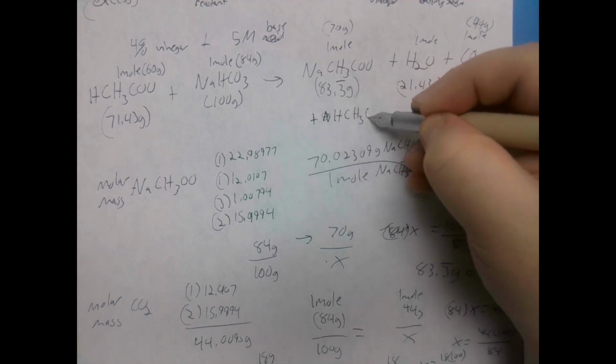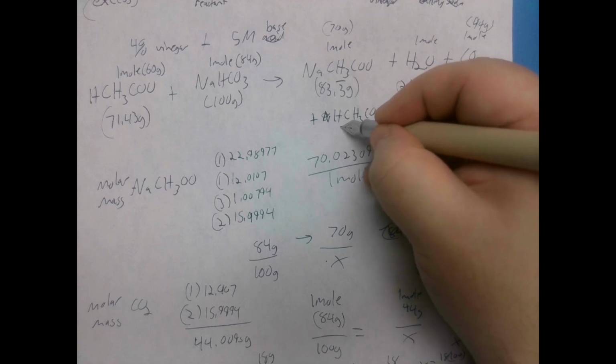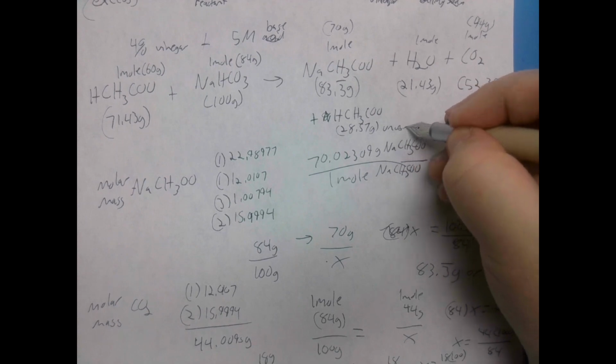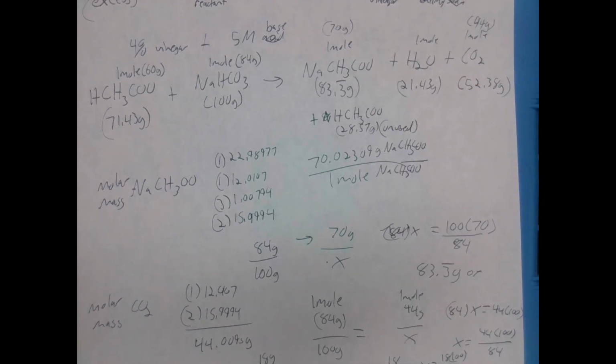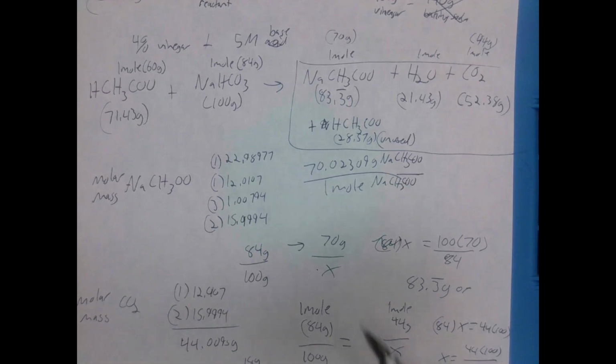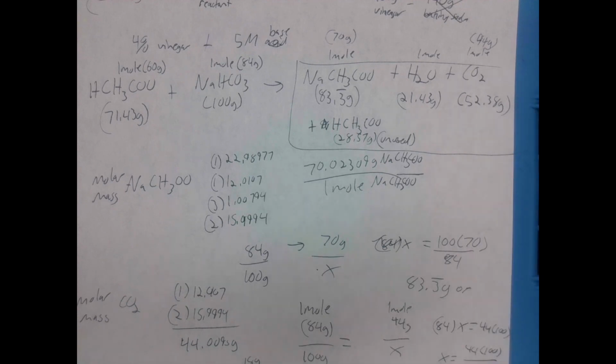So doing this reaction, and also technically you would also have an excess vinegar. You would still have vinegar on the right hand side. It'd be 100 minus that number, because it was an excess. So this was unused. So doing this reaction, this is what I would see at the very end. I should expect 83.3 grams of sodium acetate, about 21.43 grams of that, and I will produce 52.38 grams of carbon dioxide.